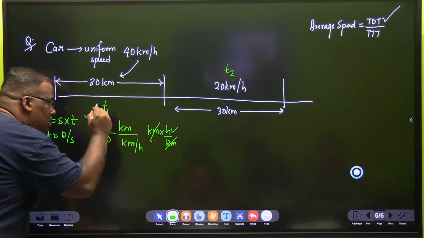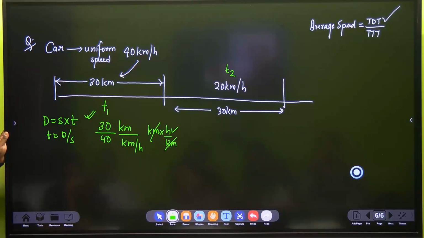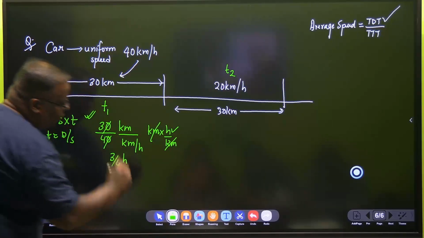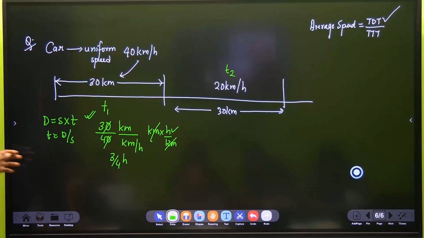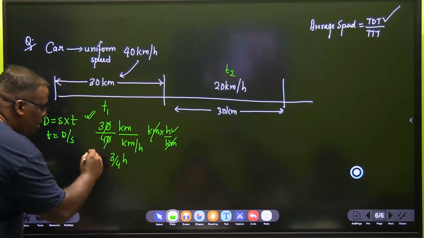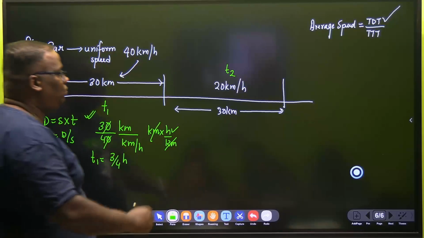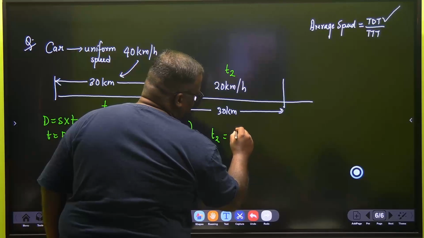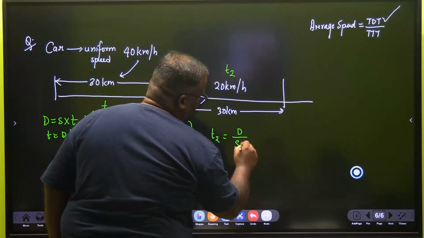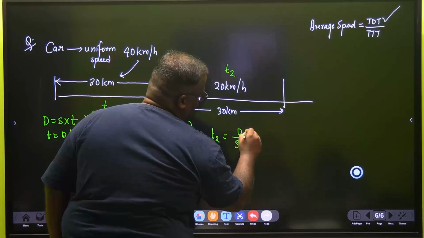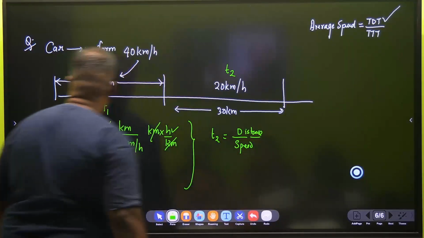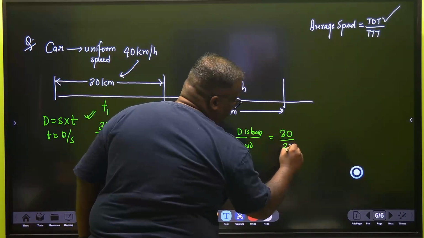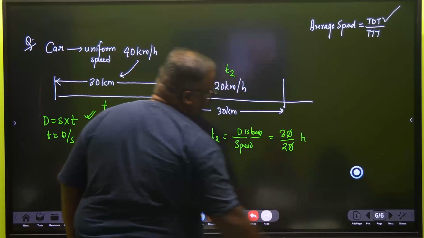My calculation is correct. So let's find it out and keep it in fractions. So my time taken is 3 by 4 hours, 3/4 of an hour. Okay? This is the time t1. Agreed? Let's now find the time t2 for this stretch. So t2 will again be distance upon speed. What is your distance? 30 divided by 20. So this will be in hours. So this is 3 by 2 hours.